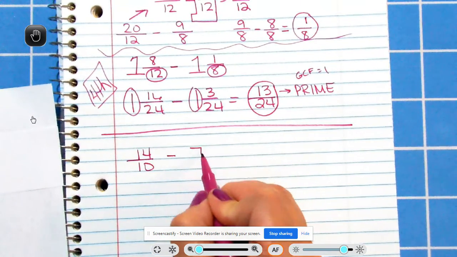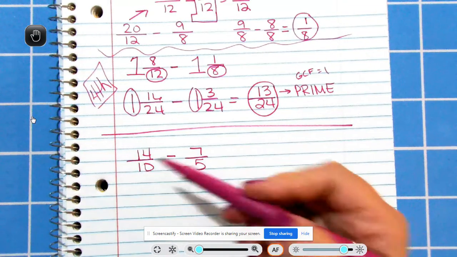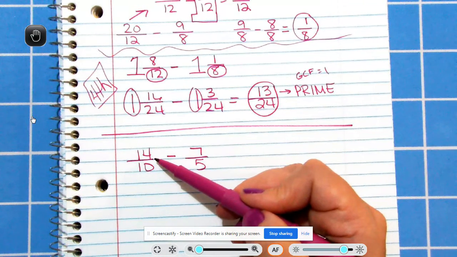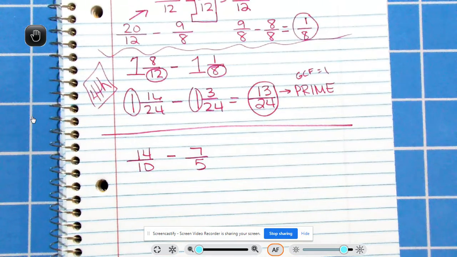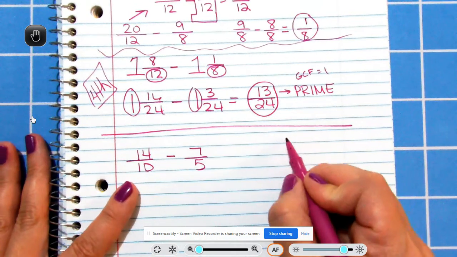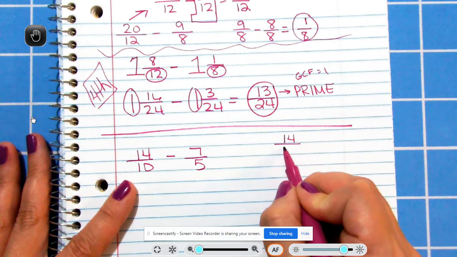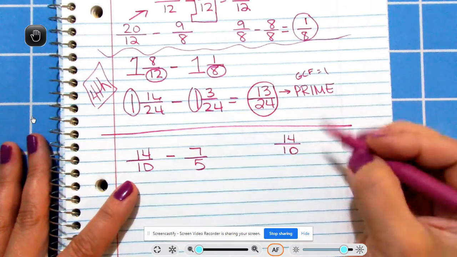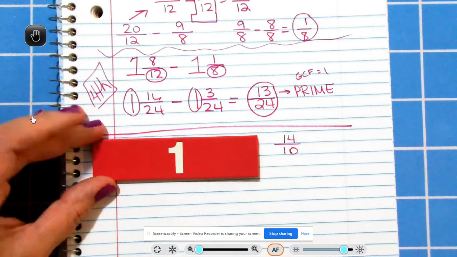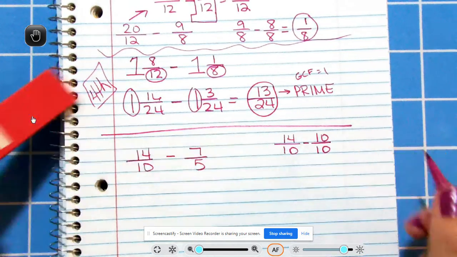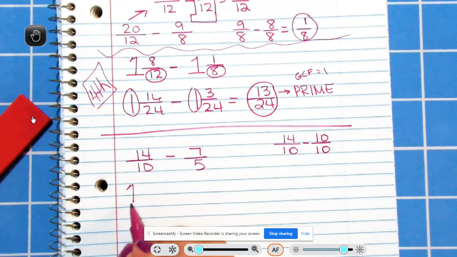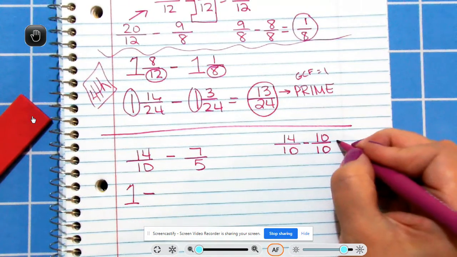and we're going to subtract 7 fifths. Now, 14 tenths, it's top heavy, so it's improper. 7/5 is improper. Okay, 14/10. We're going to come over here. How many tenths could I cash in for one whole? 10/10. Okay, that's one whole. So I'm going to go ahead and put the one whole right here. And we'll see what's left.